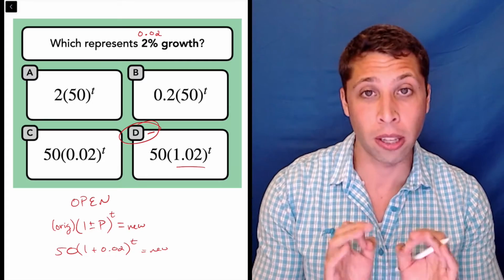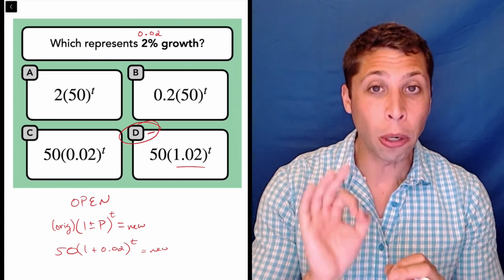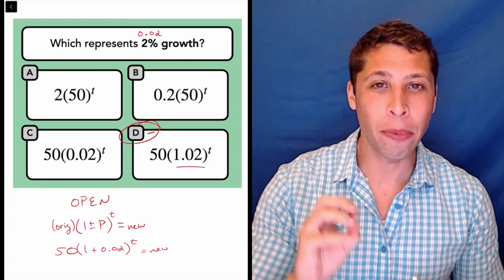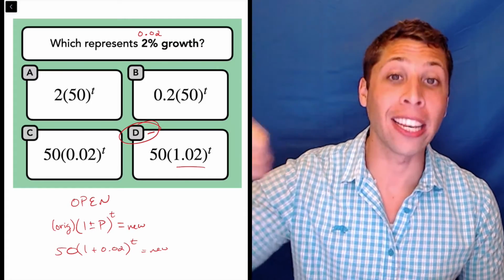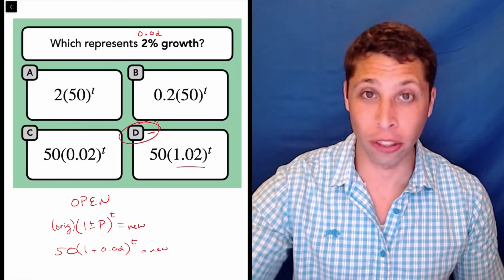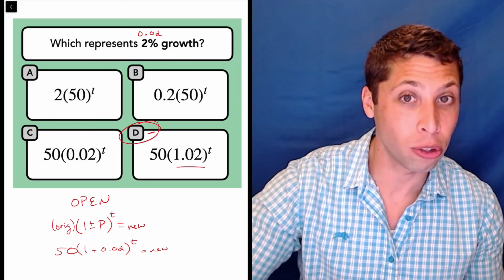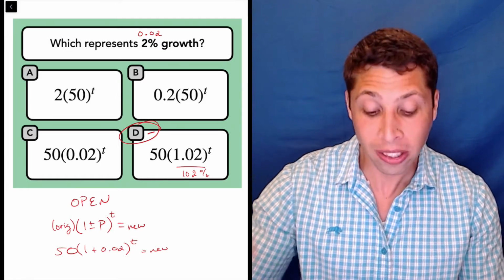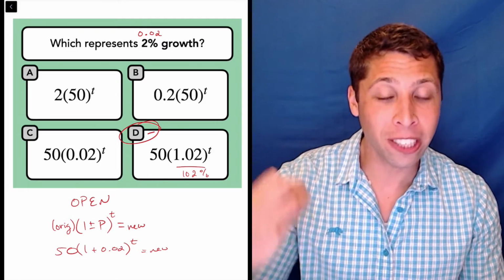The key component, though, is that if we're doing a 2% growth, what's really happening mathematically is that we are finding 102% of our original value, right? That's why it's 1.02. That looks kind of like 102% if we were to convert it. So choice C is the trap, because they know you're going to see the 2%.